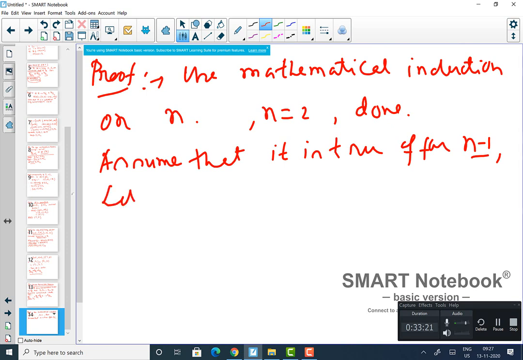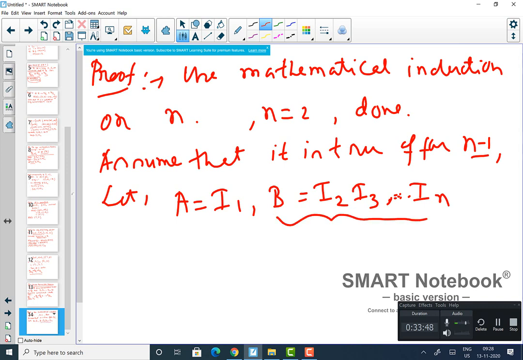So let you have these new ideals. So A equal to I1 and B equal to the product of the ideals I2, I3, up to IN. Okay, now you know that for B it is true, right? The induction hypothesis tells you that R mod B is the direct product of the individual quotients, right?